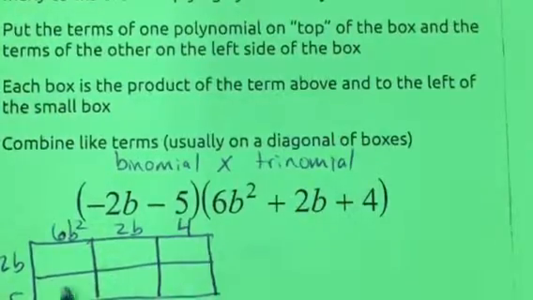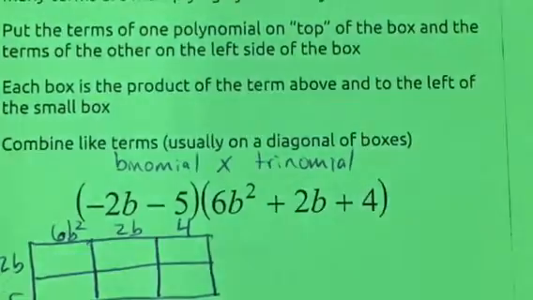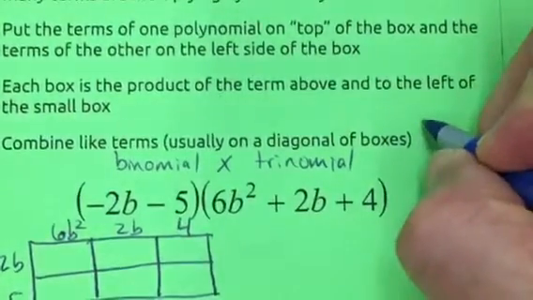Each of these boxes is going to be the product of the items that make the box. If you know anything about Punnett squares, I'll write that over here.